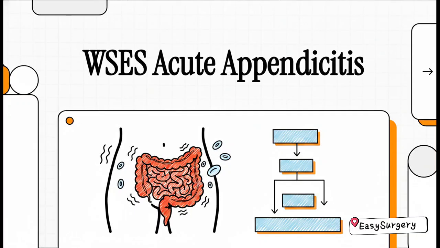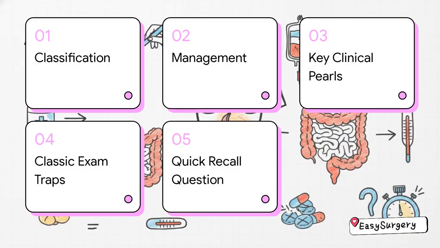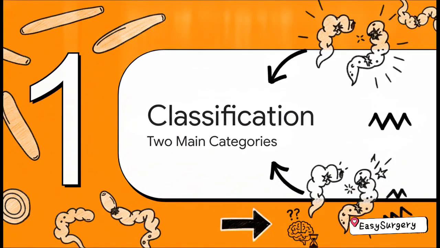Absolutely zero fluff. Here's our roadmap for today. 1. Classification. 2. Management. 3. Key clinical pearls. 4. Classic exam traps. And 5. A quick recall question. Let's dive in. Section 1.